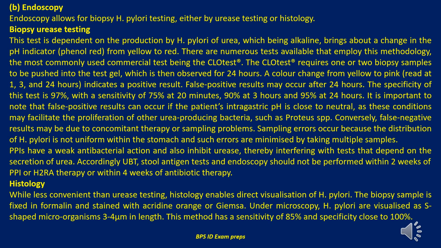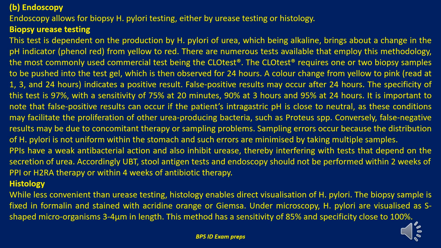Sampling errors occur because the distribution of Helicobacter pylori is not uniform within the stomach, and such errors are minimized by taking multiple samples. PPIs have a weak antibacterial action and also inhibit urease, thereby interfering with tests that depend on the secretion of urea. Accordingly, UBT, stool antigen tests and endoscopy should not be performed within 2 weeks of PPI or H2 receptor antagonist therapy or within 4 weeks of antibiotic therapy.